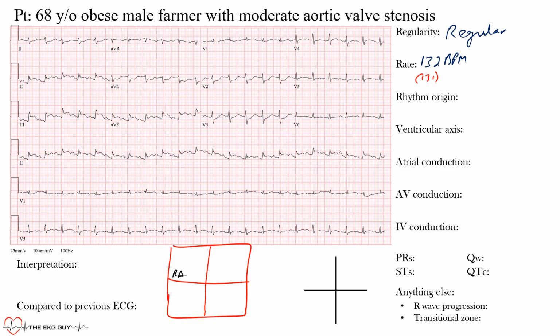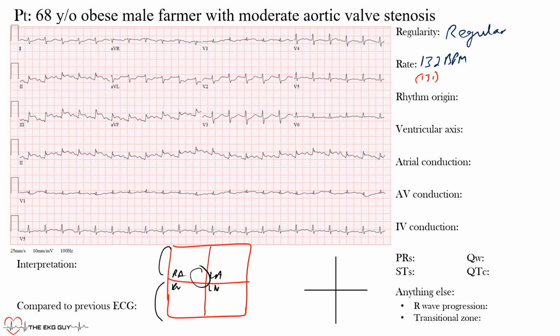So here's the right atrium, left atrium, right ventricle, left ventricle. So I'm now asking myself, where is this rhythm that we're looking at originating from? Is it coming from down here in the ventricles? Okay, is it coming from somewhere here in the AV junction, or is it coming from somewhere up in the atria? Okay, so those are the main ones I'm asking.